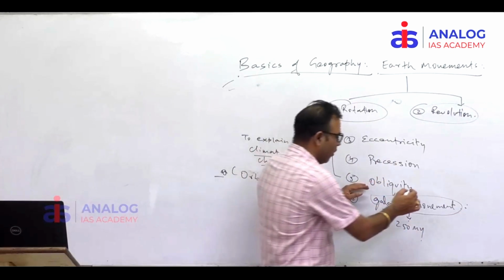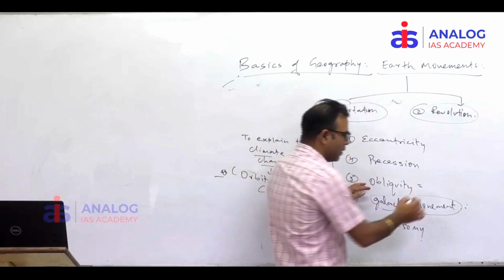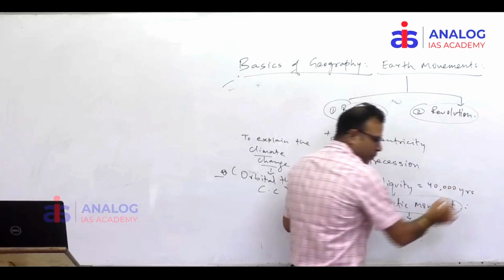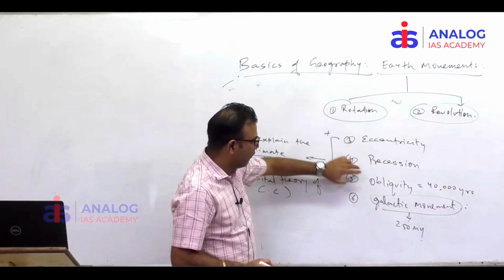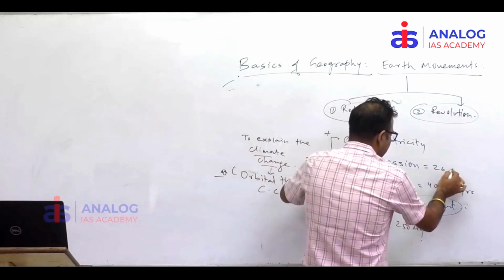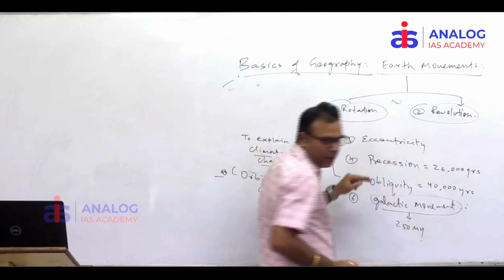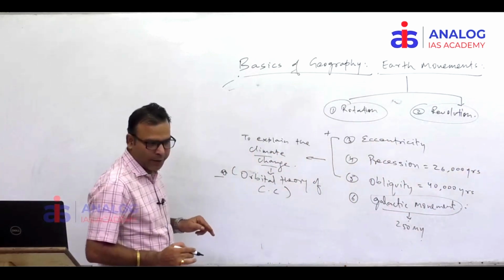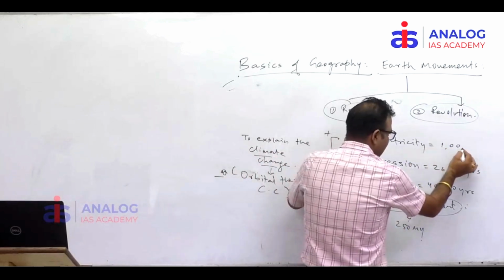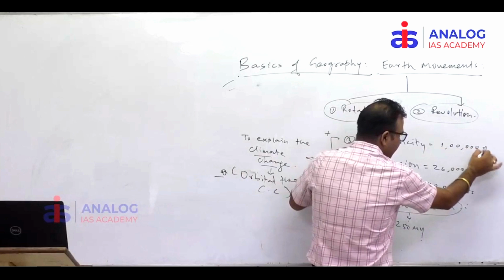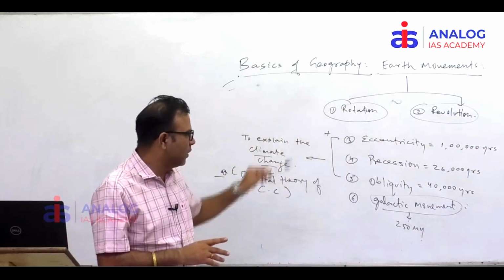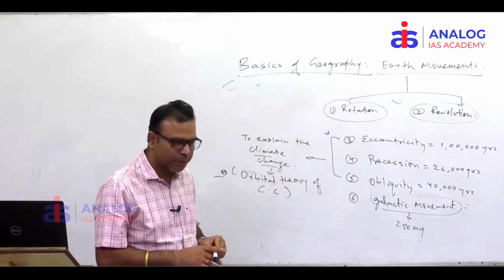Obliquity has a period of around 40,000 years. That is how one prelims factual question might come up. Precession takes approximately 26,000 years. Eccentricity takes approximately, these are all approximate values, 1 lakh years. The meaning of these words will become clear, wait for some time.